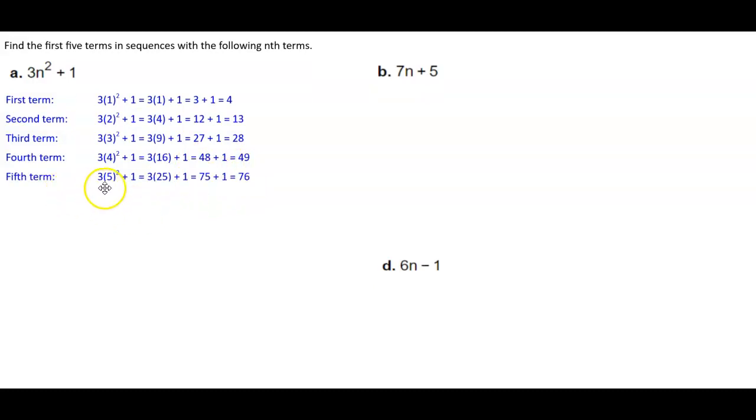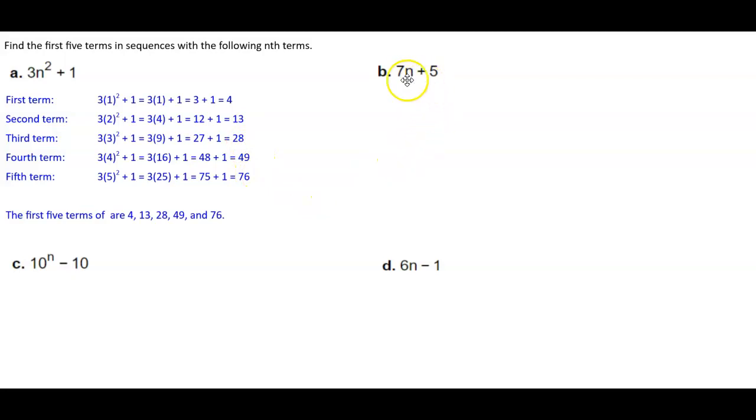And then the fifth term, n is equal to 5. Therefore, this is 3 times 5 squared plus 1. Well, 5 squared is 25, so 3 times 25 is 75, plus 1 gives us 76. Therefore, we would say that the first 5 terms of the sequence are 4, 13, 28, 49, and 76.